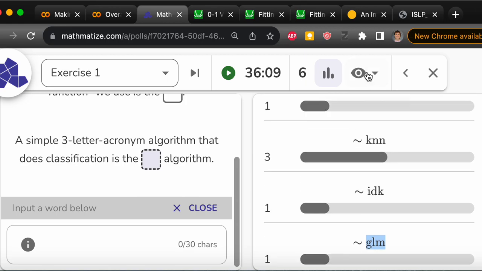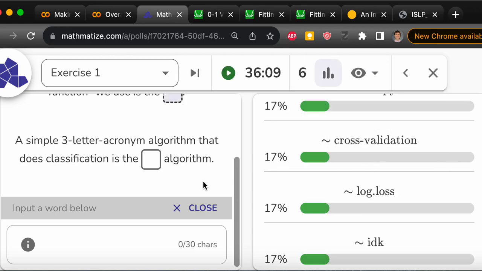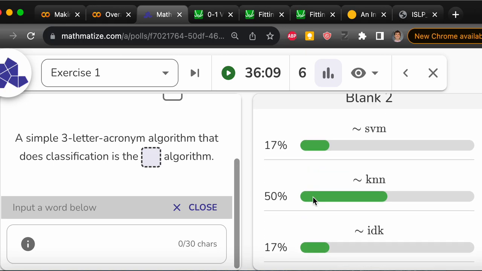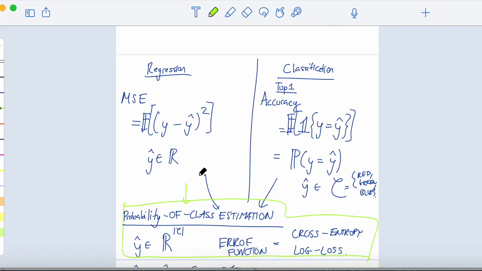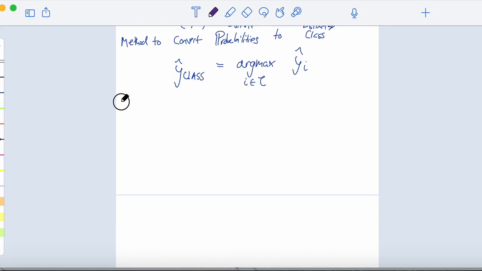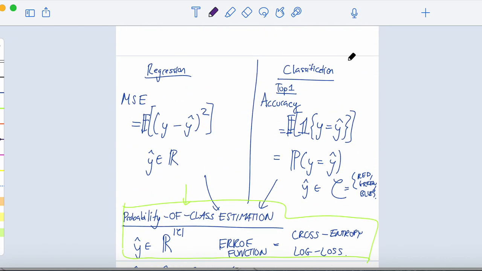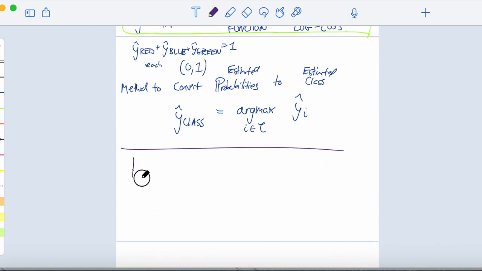And the correct answer that three people got from the videos is KNN. Over here, KNN, oh, I guess I didn't put in the right answer. But KNN, half the people got it right. KNN stands for K nearest neighbors. So that's the first one we're going to talk about, and that one really is doing just classification. This is possibly the simplest possible algorithm for doing classification, and you don't have to think about estimating probabilities or anything like that.